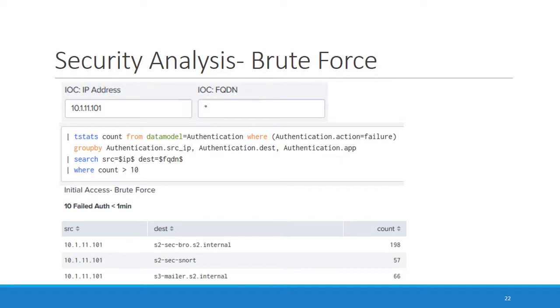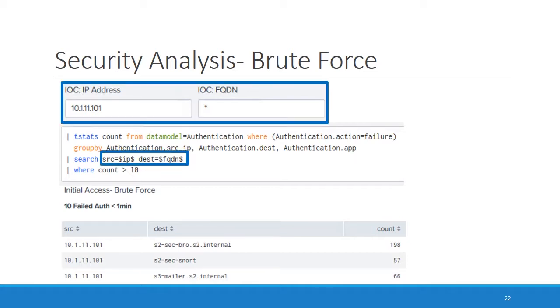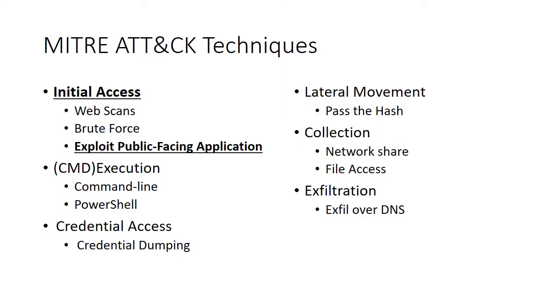In our final step, we're going to be adding our tokens to the relevant IOCs, IP and FQDN, which now allows us to filter this panel based on those IOCs. The result of the search is we can see the offending IP looks like it's attempted to brute force a number of internal resources. We'll start to pick up the pace with these.